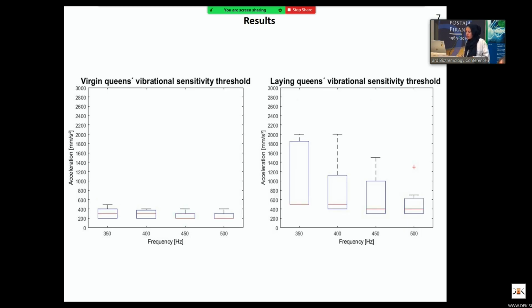My hypothesis regarding the queens was confirmed, so there is a difference between virgin queens and laying queens. Virgin queens are definitely more sensitive. Here we are also around 300 to 200 millimeter per square second, so they have a sensitivity similar to that of the workers, while laying queens have a lower sensitivity, and that's quite clear. But I also found more variability within the laying queens I tested, which in turn made me hypothesize that the older the queens become, the less sensitive they are.